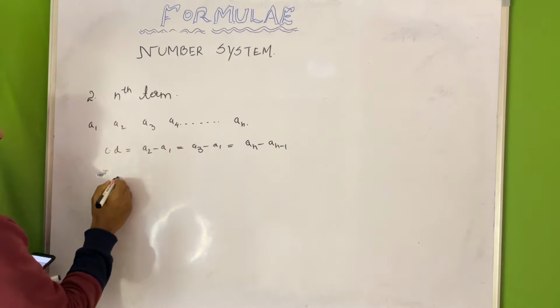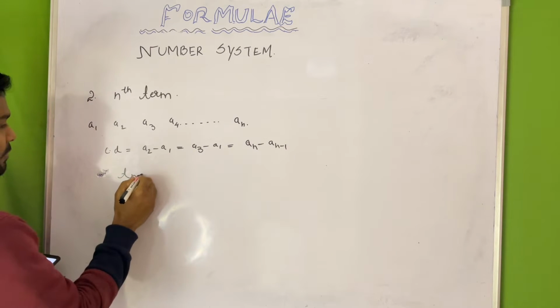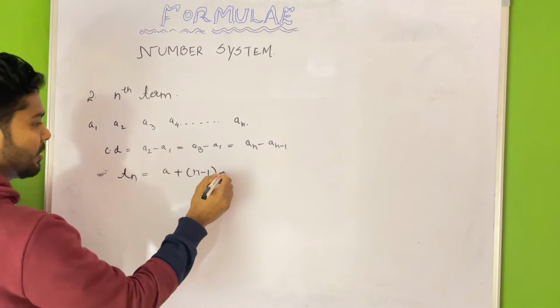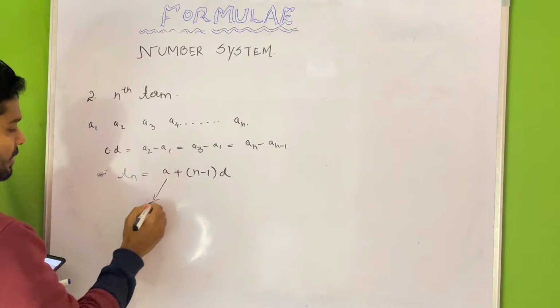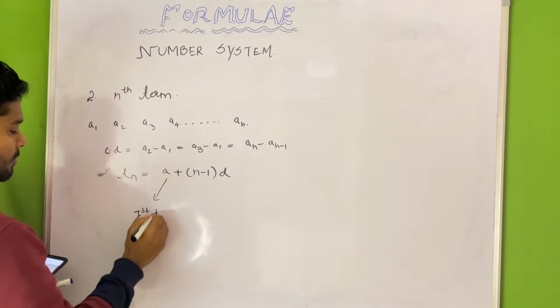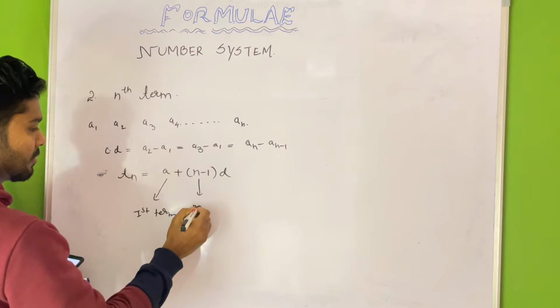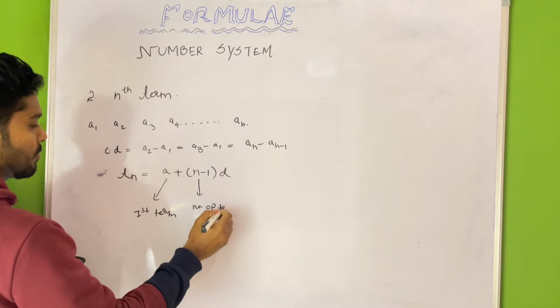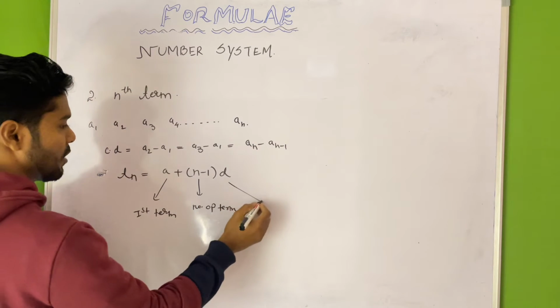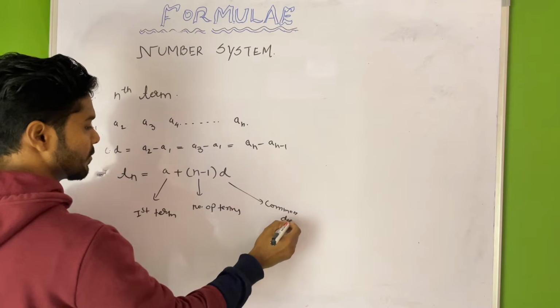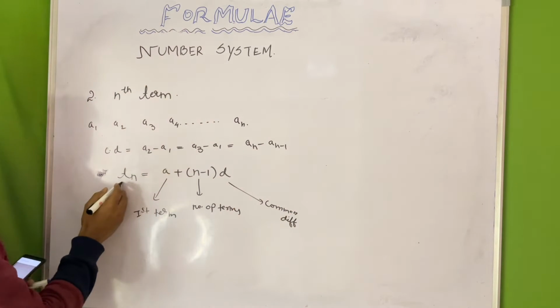Then the formula for the nth term Tn is a plus (n minus 1) d. This a is our first term, n is the number of terms, d is the common difference, and this is the nth term.